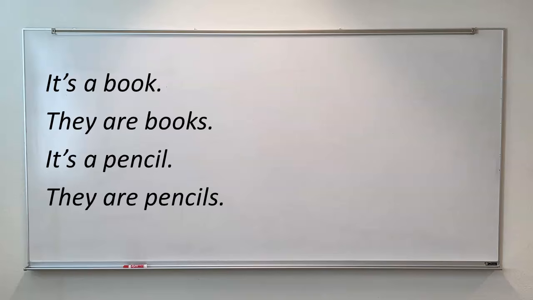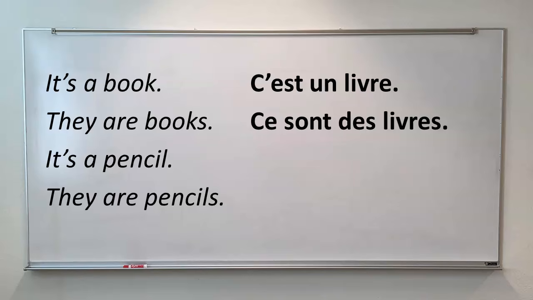Okay, so let's continue with some more practice. We're going to do singular and plural. So a singular noun and a plural noun. If I want to say it's a book in French, I will say c'est un livre. If I want to say they are books, remember c'est becomes ce sont. So I'm looking at two books and I want to say they are books. I'm identifying those objects. I would say in French, ce sont des livres.